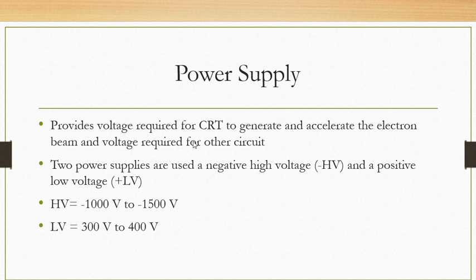It provides the voltage required for the CRT to generate and accelerate the electron beam, and the voltage required for the other circuitry. You have to design the power supply in such a way that it produces the voltage requirement of the CRT to produce that electron beam. That is the one major part inside the CRO.